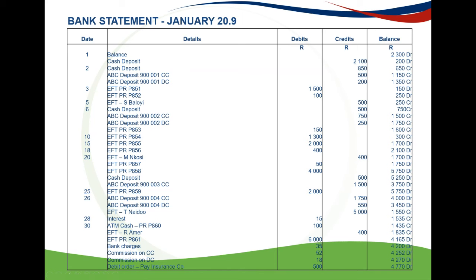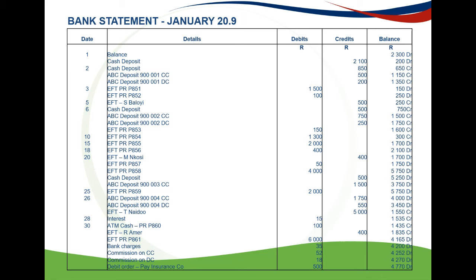Now, then we have the bank statement. This is the bank statement for January 20.9. There we see that we have the opening balance, which was unfavorable, because if the bank statement has a debit, the 2,300 is a debit balance, which is unfavorable.